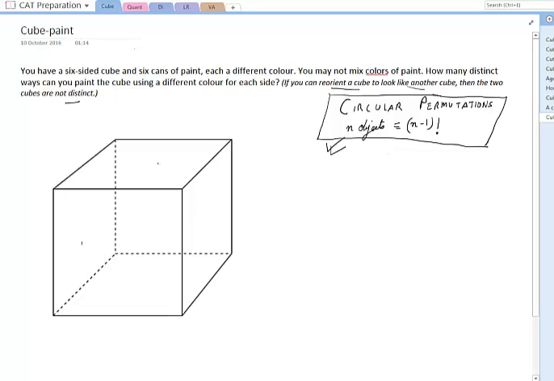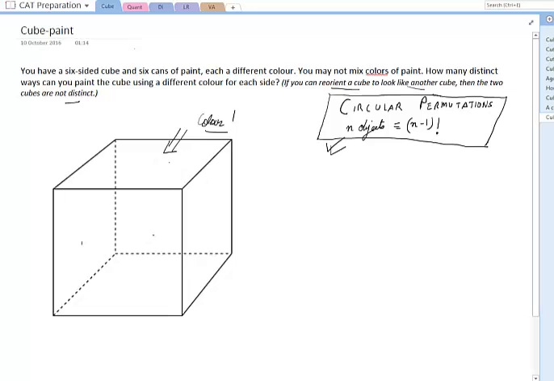Now let's see. The way I'll do this is I'll fix one color on the top surface. As in, on one surface, I'll say that this has to be color 1. And the reason why I can do this is because I know that color 1 has to be applied on one face. And if it has to be applied on a different face, I can always reorient this cube to take the face to that point, and it will be the same thing. So I'm fixing this face as color 1.